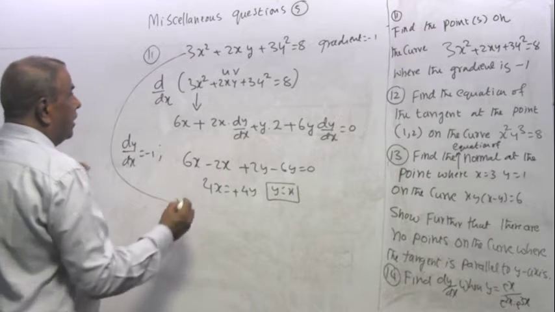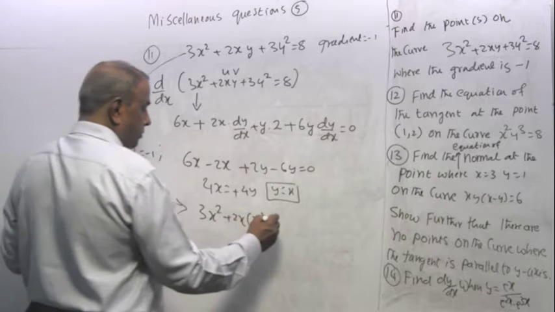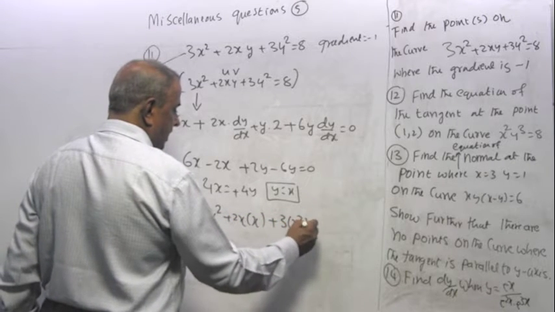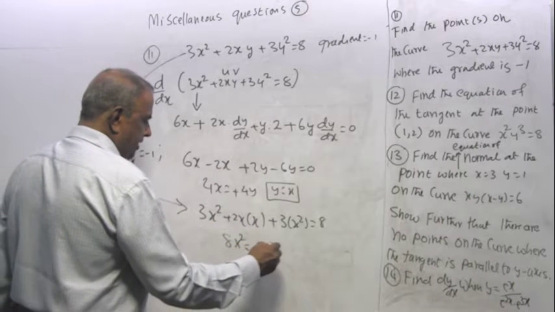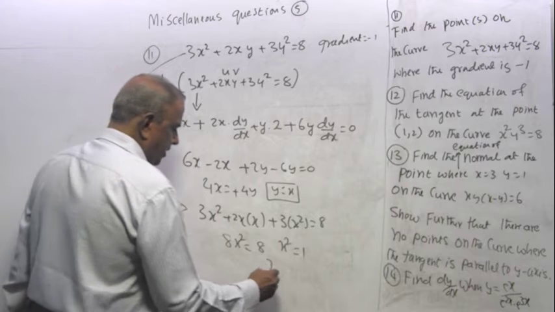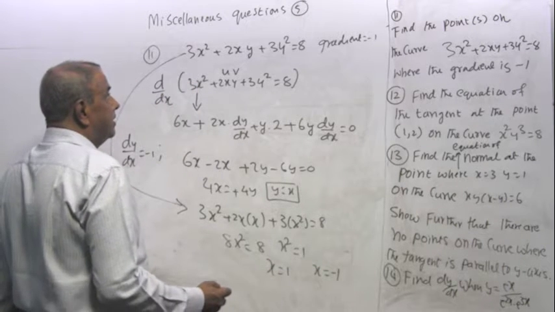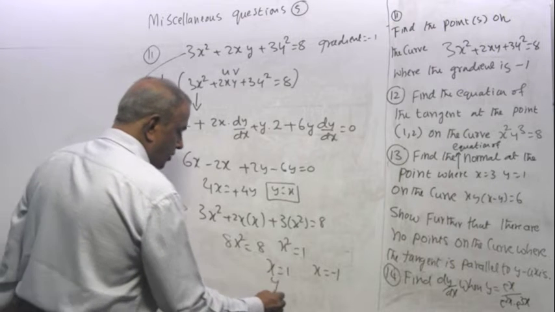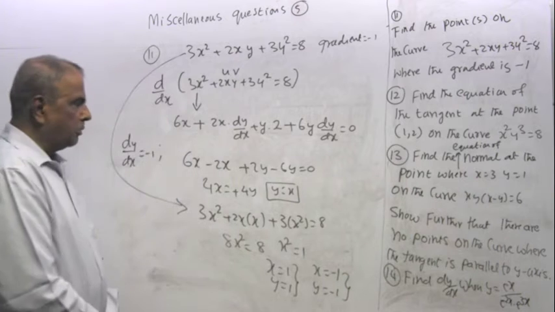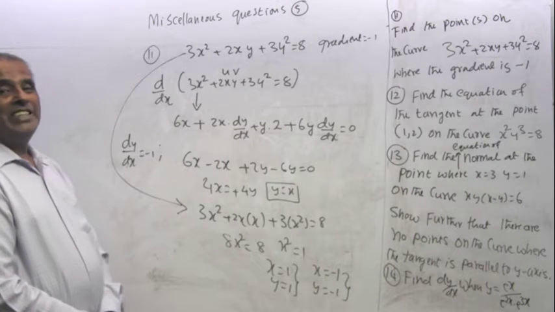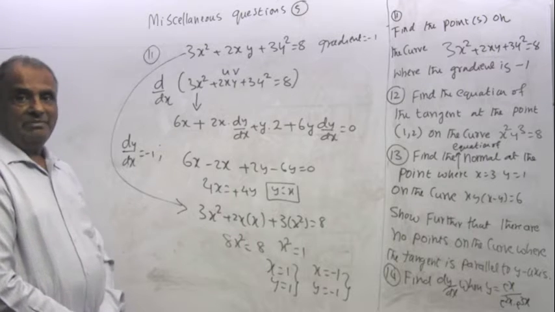So put x equal to y, what will it become? 3x squared plus 2x times x plus 3 times x squared equals 8. 3 plus 2 is 5, plus 3 is 8, 8x squared equal to 8, x squared equal to 1. So x equal to 1, x equal to minus 1. Where x is 1, y is 1; x is minus 1, y is minus 1. So those are the points. That's why I put an S in the brackets, so that you know there could be more than 1 point.